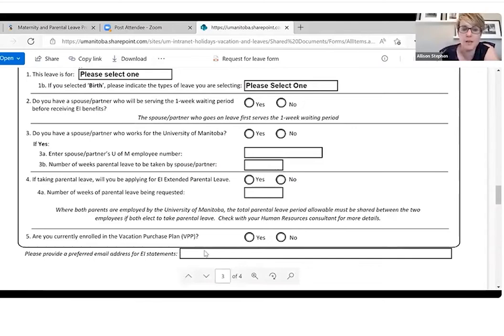We also ask for a preferred email that we can contact you on when you're on leave, because often people aren't checking their work email. So like if you haven't sent me your EI stubs and it's been 2 months, then I'll need to get a hold of you somehow. So that's why we've asked for a personal email.